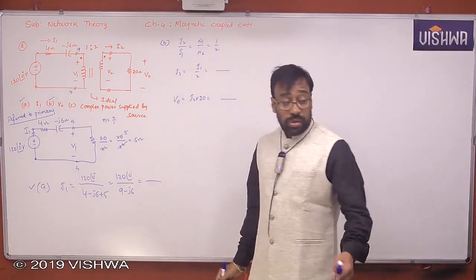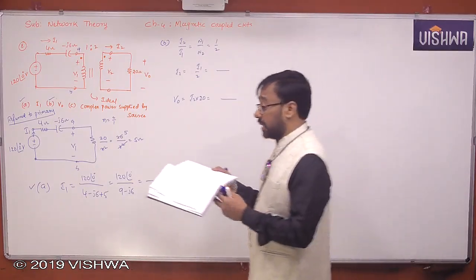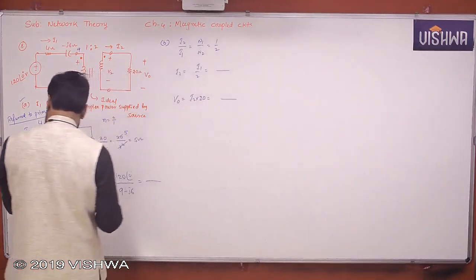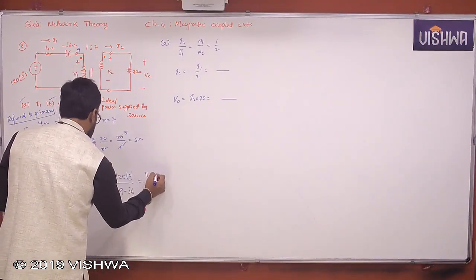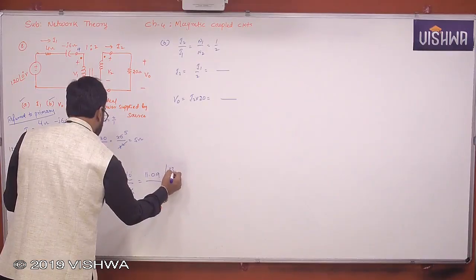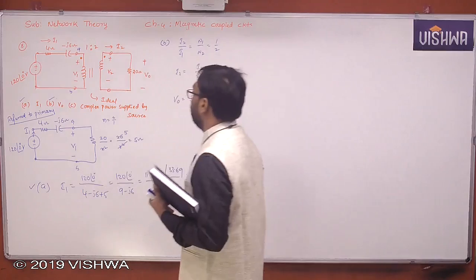So I'll give you the answers directly here. You can calculate using your calculator; you are supposed to apply complex mode. I'll give you here: 11.09 at an angle of 33.69. Understand? But observe this, all of you.